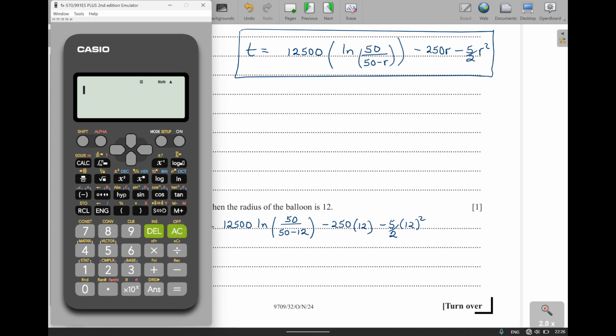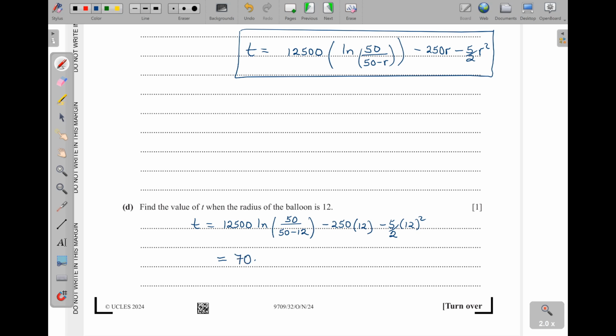Now we can put this one in the calculator. 12500, then the natural log of 50 over 50 minus 12, and then minus 250 into 12, and then minus 5 over 2, and then this one is multiplying 12 squared, like that. So altogether it is 70 point whatever is coming there. So to three significant figures, it is 70.5, and this becomes our answer.